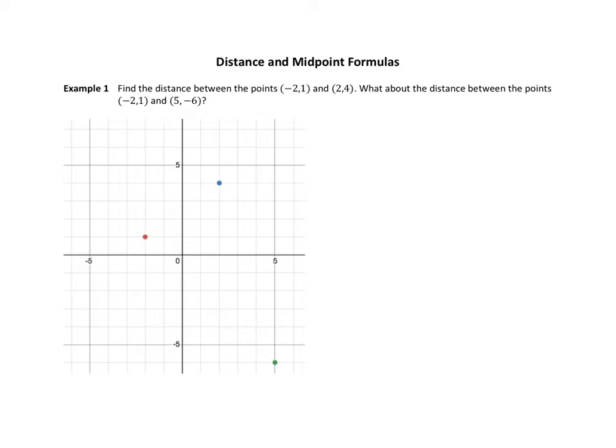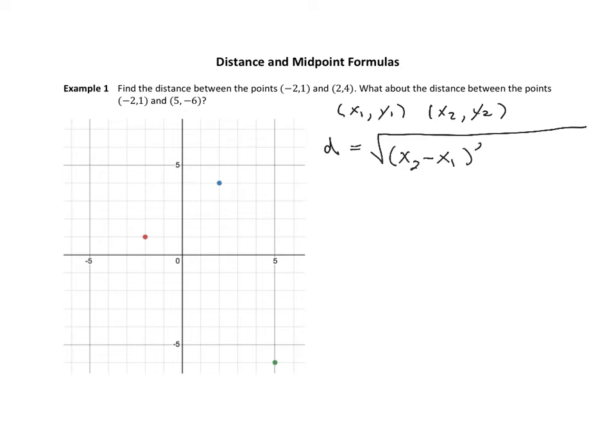The formula for distance is the following. If you're given 2 points (x1, y1) and (x2, y2), d, the distance, is equal to the square root of the difference of the two x values squared added on to the difference of the two y values squared. So let's try that first for these 2 points. That is (-2, 1) and (2, 4). That's my (x1, y1) and (x2, y2).